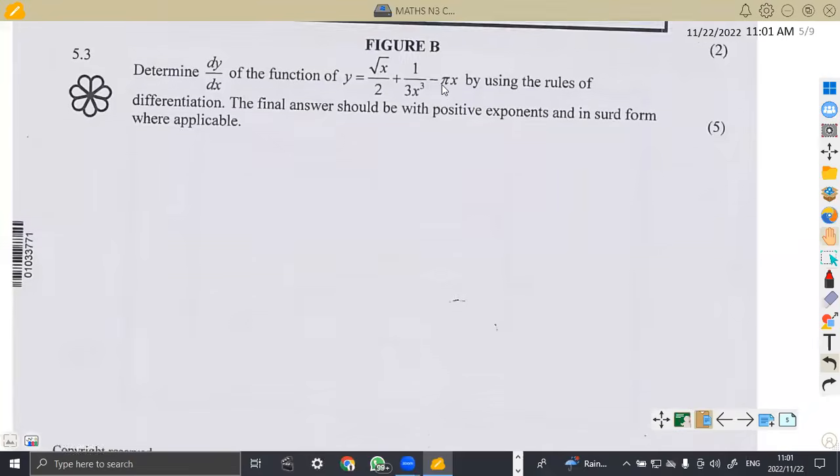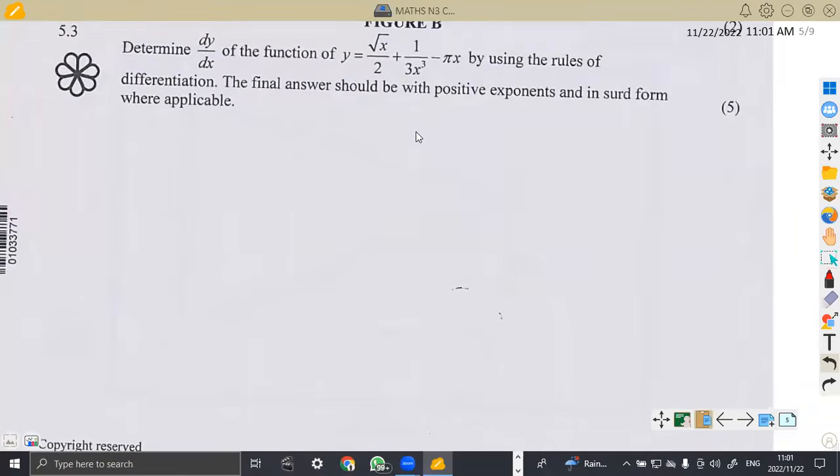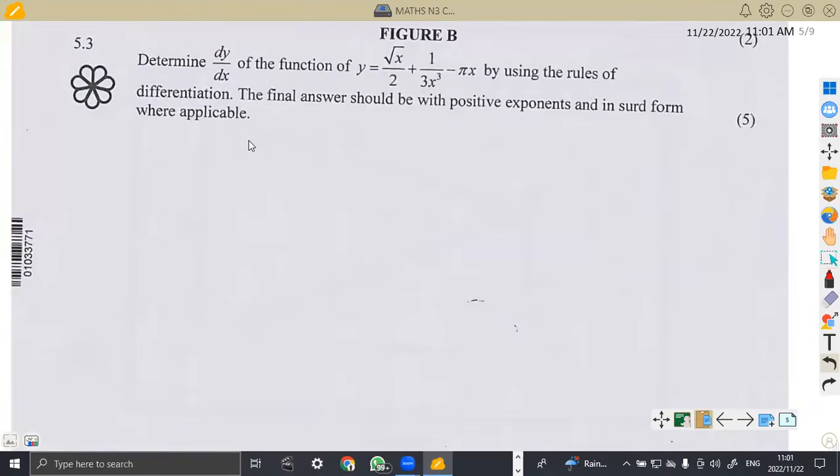5.3, we are now given: determine dy dx using the rules of differentiation. The final answer should be with positive exponents and in surd form where applicable. Okay, so first things first, y is equivalent to what? Square root of x is the same as x to the exponent of half, over 2, plus 1 over, take note the x is in the denominator, so it's the same as 1 over 3 x to the exponent of minus 3, minus pi x. So this one I'm just rewriting so that we can be able to differentiate.